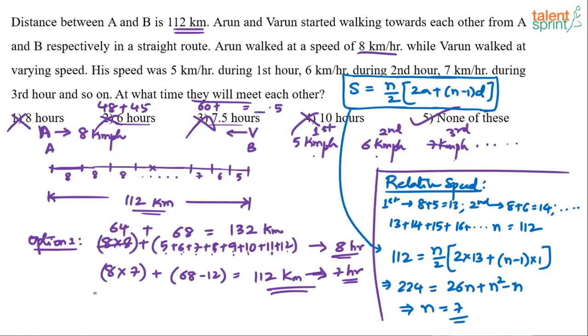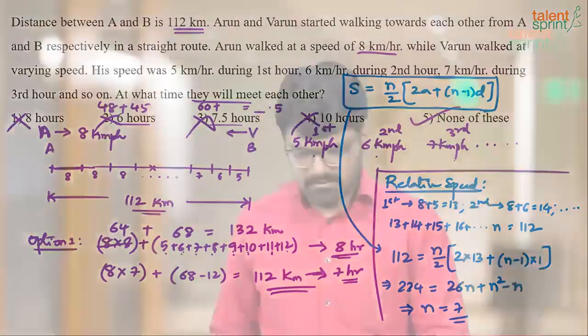Right? Whatever we have followed in the first method is a simple common logic that every hour they are covering, I mean, Arun is covering 8, and every hour Varun is covering 5, 6, 7, and so on. So take one of the options, see whether you are getting 112 or not. If you get more than 112, it indicates that the answer should be less than that option. If you get less than 112, it indicates that the answer should be more than that option. And then you can check it. So it's all about playing with numbers. If you go by that first method, it's just about doing those quick calculations.